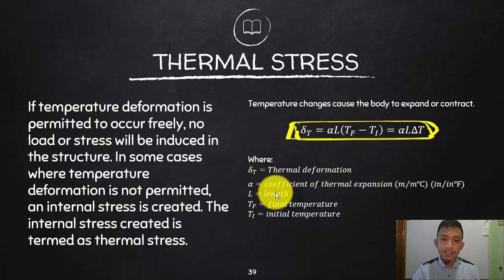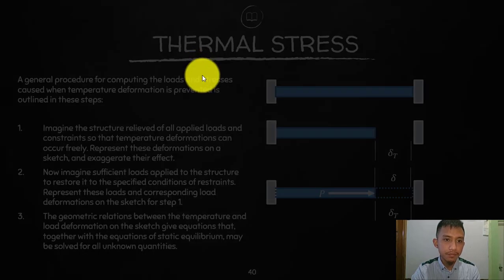Your L there is the length, T_F is the final temperature, and T_I is the initial. If T_F and T_I are not given, and rather you are given the change directly, then you do not need to subtract T_F and T_I. But if you are not given the change in temperature, and are rather given the final and the initial, all you need to do is subtract to get your change in temperature. Again, δ_T means thermal deformation due to temperature.